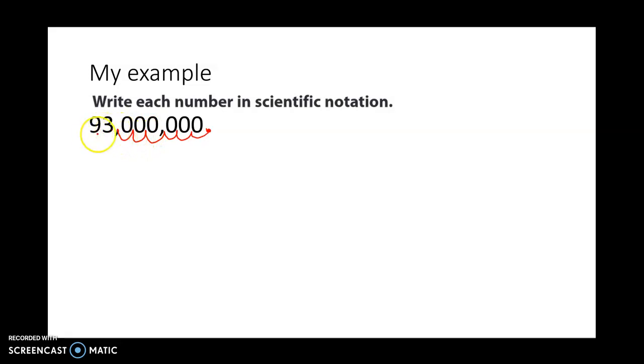If I stop here, I have 93. That is not between 1 and 10, so I'm going to go one more. And my new decimal is now here. So I now rewrite this decimal, 9.3. And then I always write times 10. That is always there. That's how we write scientific notation, because times 10 just tells me how many times I move the decimal. Every time you multiply by 10, it moves the decimal once.